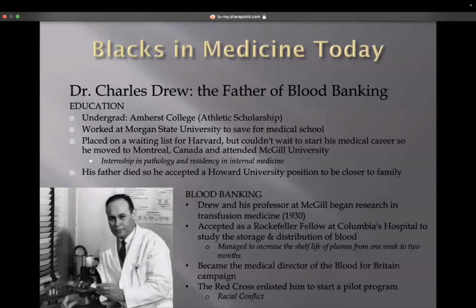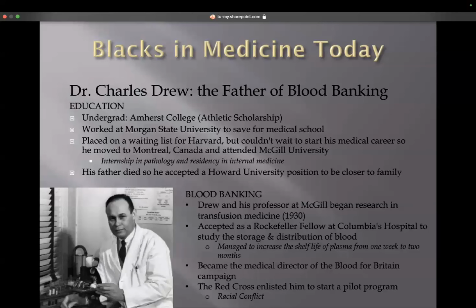And in 1940, Drew became the medical director of the Blood for Britain campaign to ship plasma to Britain for war victims. Ultimately, the Red Cross enlisted him to start a pilot program, which consisted of community donations in storefronts, factories, and blood mobiles. He then became the director of the organization's New York Blood Bank, where he was tasked with collecting blood from over 100,000 donors for the American military.